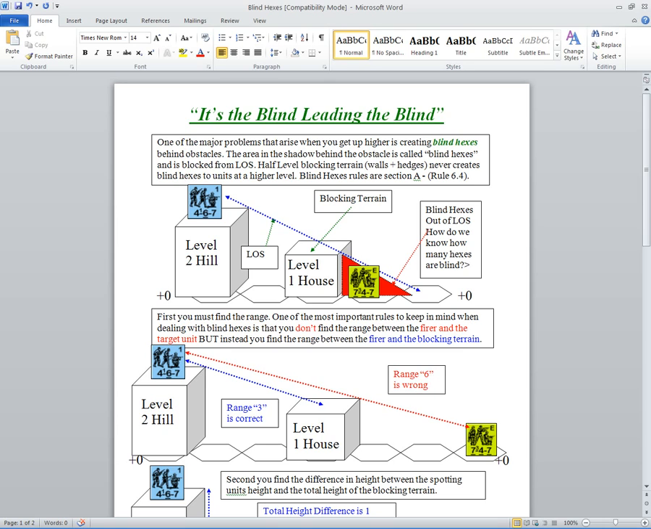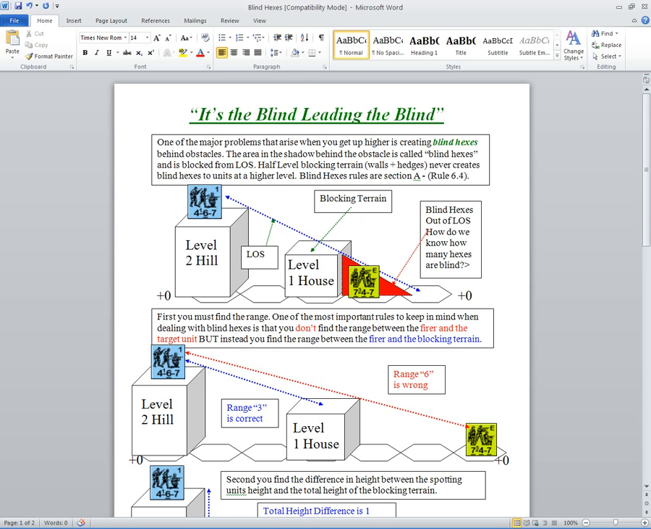One of the major problems that arise when you get higher is creating blind hexes behind obstacles. The area of the shadow behind the obstacle is called blind hexes, and it is blocked from line of sight. Half-level blocking terrain such as walls and hedges never create blind hexes to units at a higher level. I don't know why I couldn't say that way earlier, but that's what happens when you do live video.